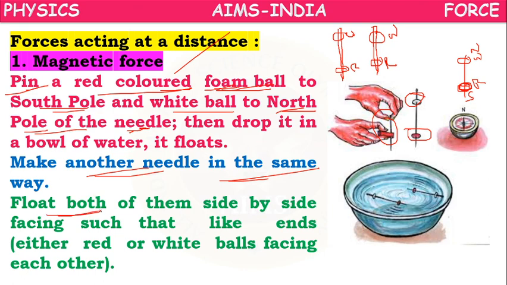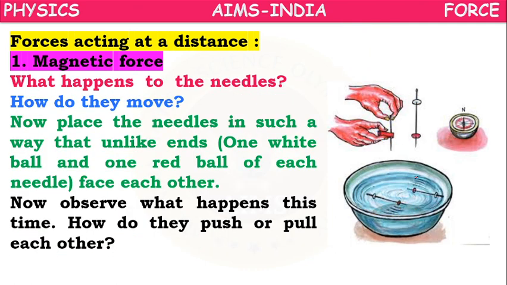Next, float. Okay, two we have to make. Let's drop them in a bowl of water. Let's drop the first one in the bowl of water. As we have attached foam, which is very lightweight, it cannot be dissolved into the water, so it starts floating. Next, float another needle in the water, such that like ends are facing side by side.